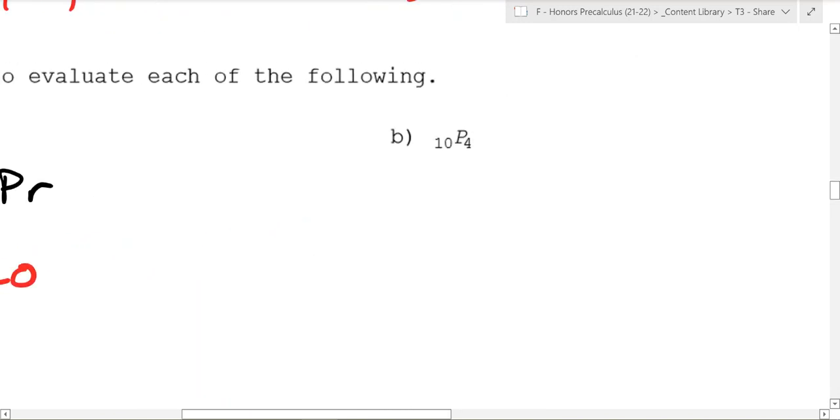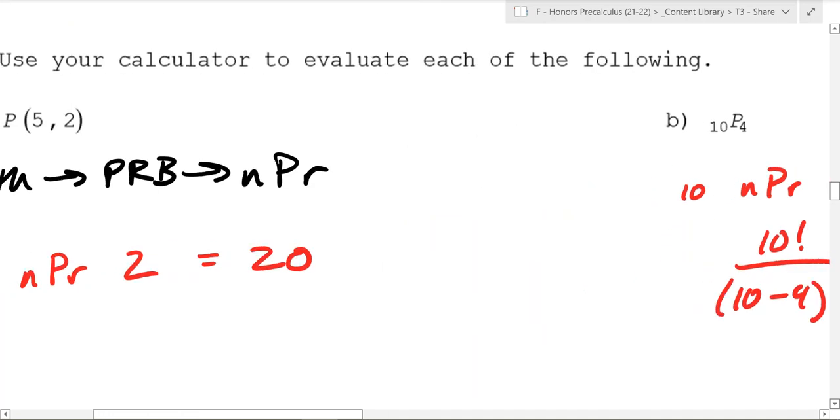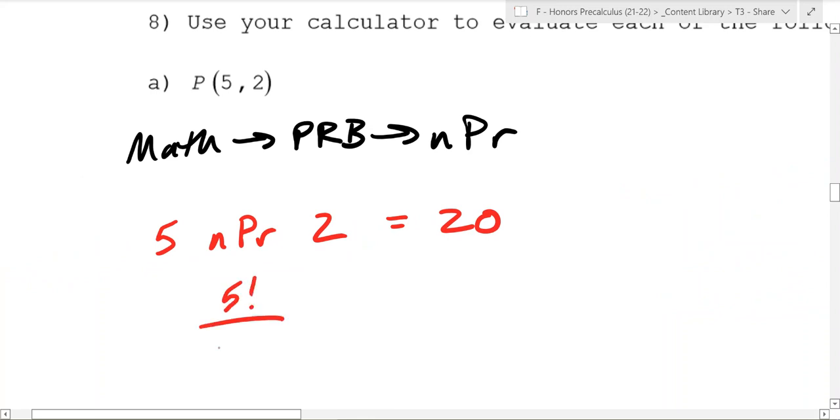This one right here, again, it's going to be 10 nPr and then 4 on your calculator. So I type 10, I then do math, go over to PRB and go to nPr and then hit 4, so 10, 4, it looks like that. We end up with 5,040. What this is, 10 factorial over 10 minus 4 factorial. That's what that equals right there. And then this over here is 5 factorial over 5 minus 2 factorial, which is right there. So you need to use this.